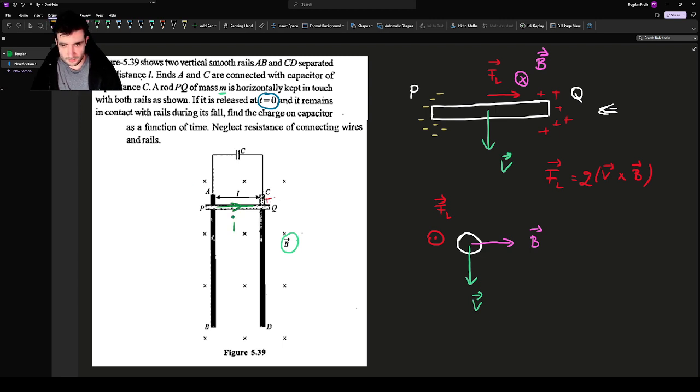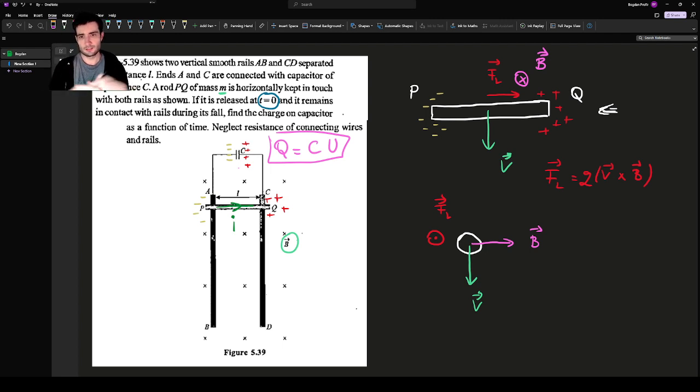Because the positive charges will start traveling through the circuit, they will end up on the plates of the capacitor, but the capacitor doesn't really let the current go through. So there will be an accumulation of positive charges on this side, and the negative charges will be on this side. And then the charge of the capacitor is given by the usual formula, Q equals C, the capacitance, multiplied by U, the potential difference. And we have to use that to figure out how that amount of charge changes with time.